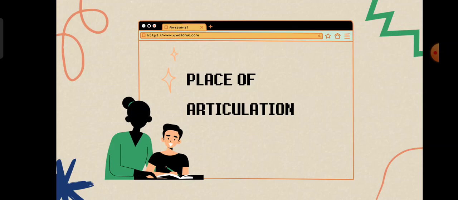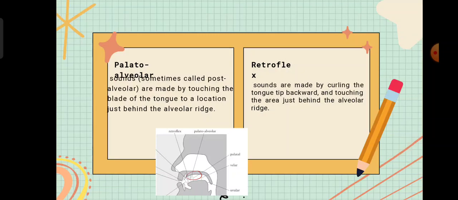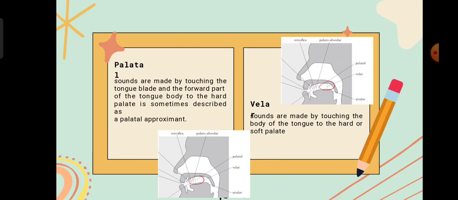So next is the place of articulation. Palato-alveolar sounds, sometimes called post-alveolar, are made by touching the blade of the tongue to the location just behind the alveolar ridge. Next is retroflex. Retroflex sounds are made by curling the tongue tip backward and touching the area just behind the alveolar ridge. Next is palatal.